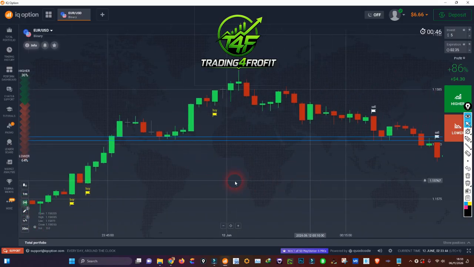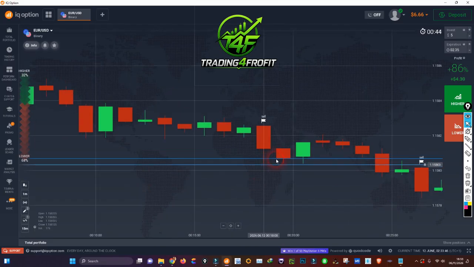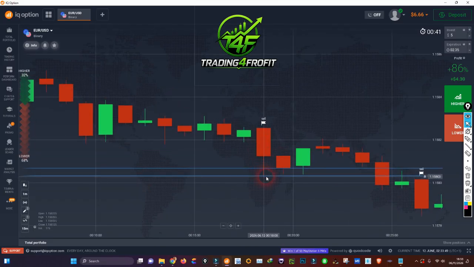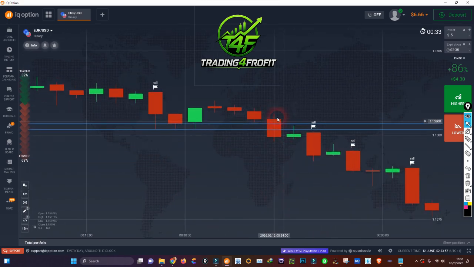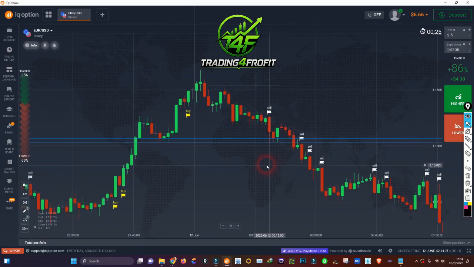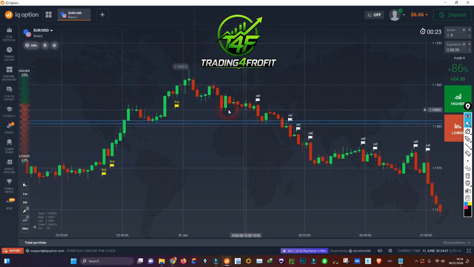Let's go and see what happened. You can see the market came into this area, it went back. The market came also and it also went back. You can see what happened here. The market broke. This is a breakout candle. The market also came back to this level, retested this level, and the market went down. This shows that this is a strong level.